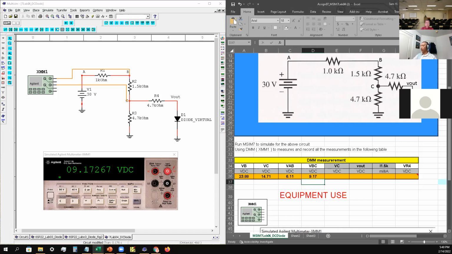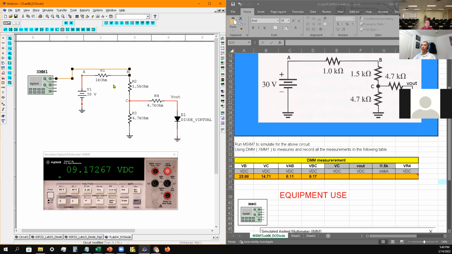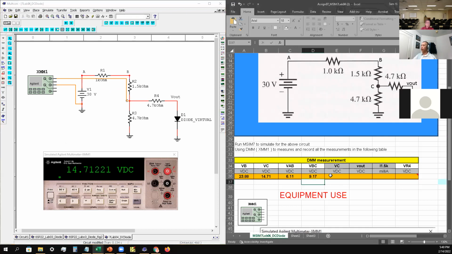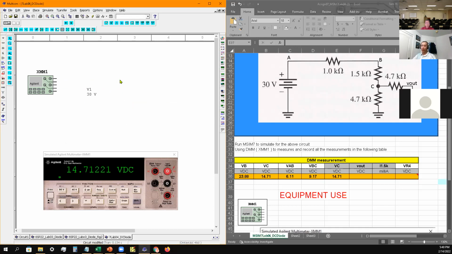So next thing they want to look at VC. So VC is going to be one point at C, and then the other point would be at common. Turn your simulation on. Okay, so 14.71. Okay, V out. So therefore we're going to put V out.